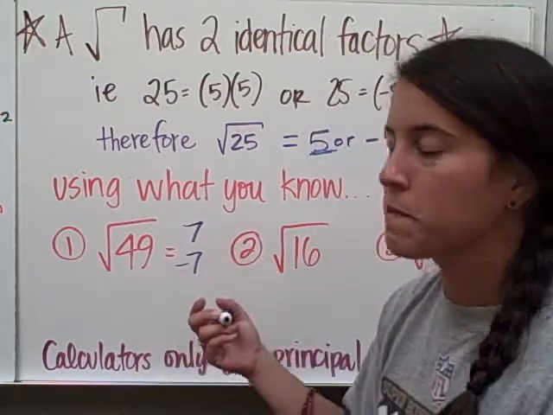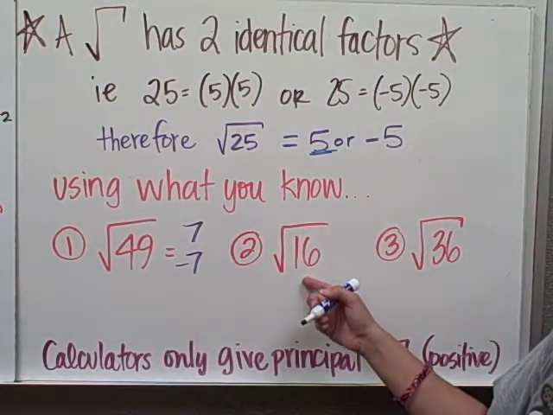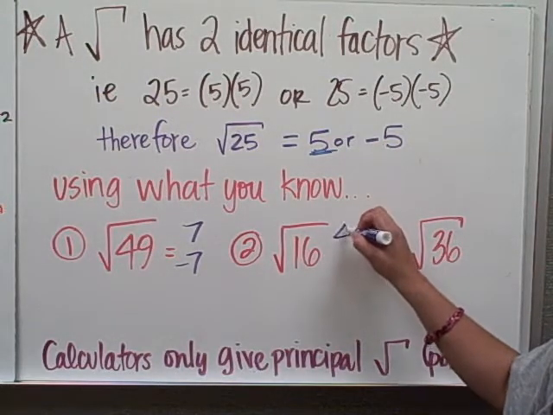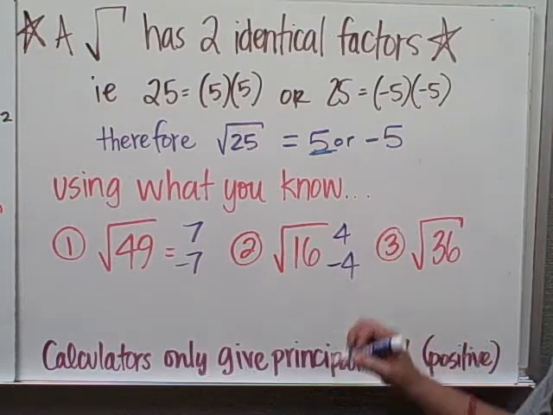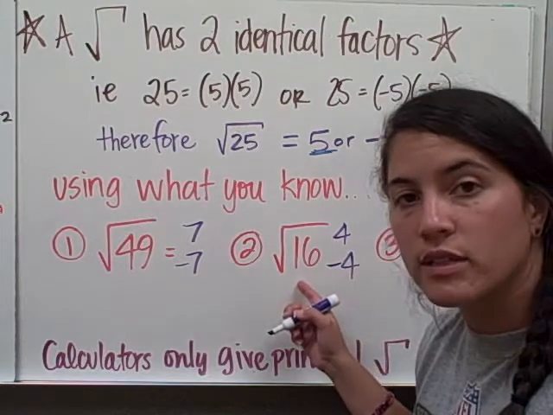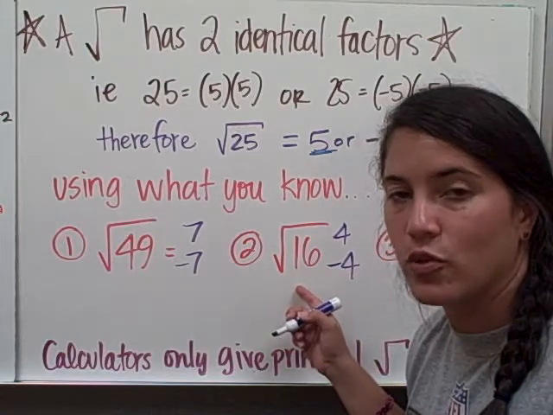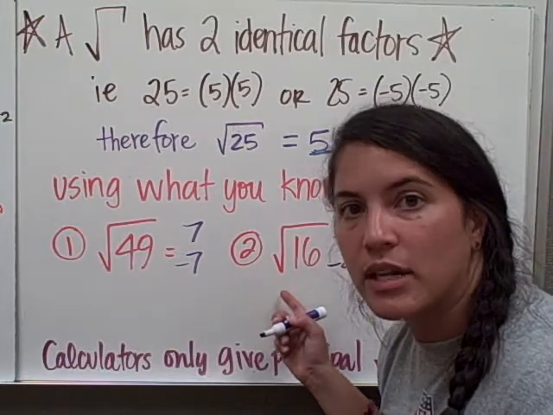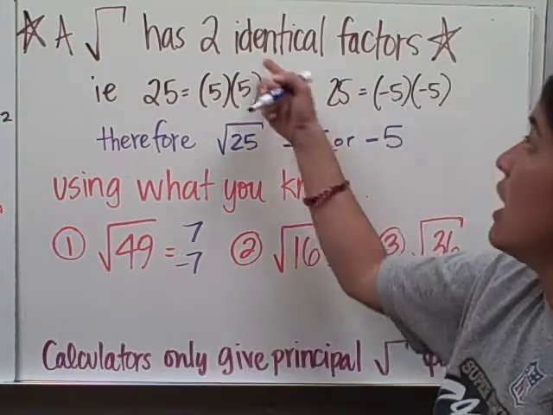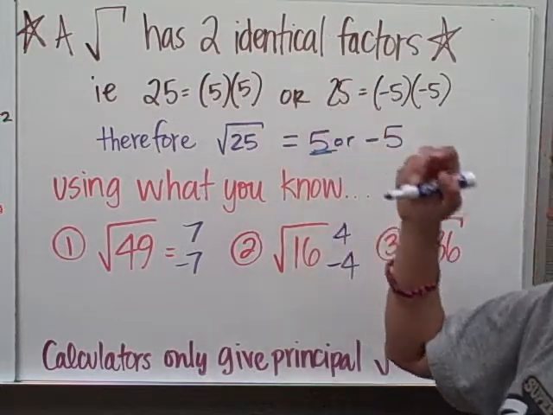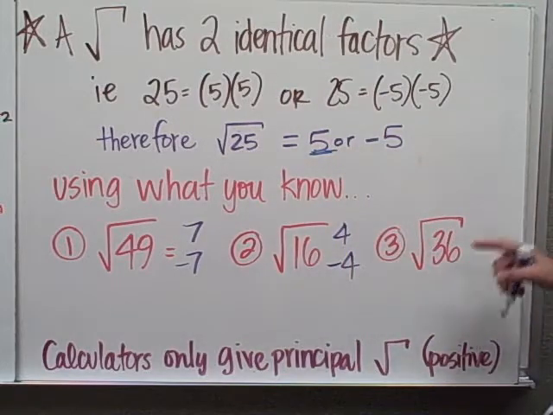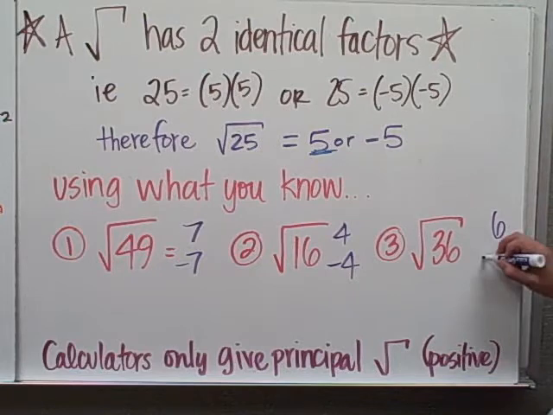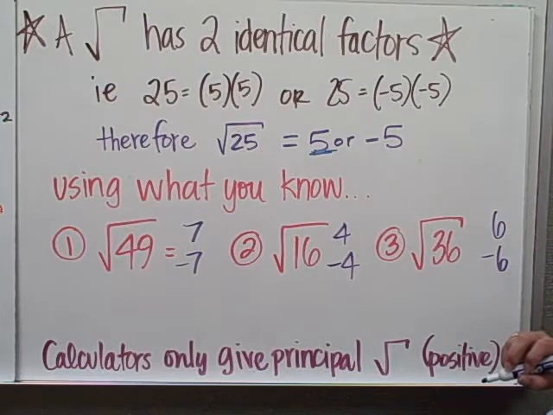The principal square root is the positive 7, and that's the one that we're going to be dealing with mostly. Number 2, the square root of 16 is either 4 or negative 4, because 4 times 4 is 16, and negative 4 times negative 4 is 16. It can't be 2 times 8. It can't be 1 times 16, because they have to be identical. And then number 3, the square root of 36 is either 6 or negative 6.